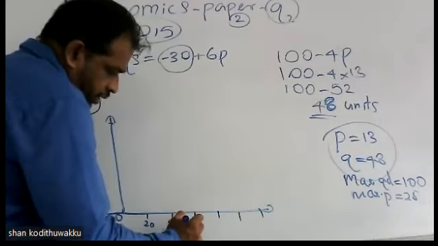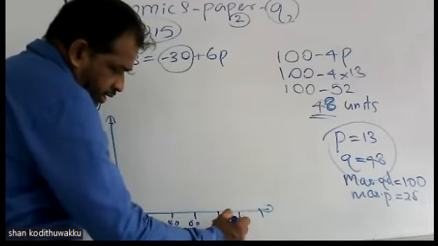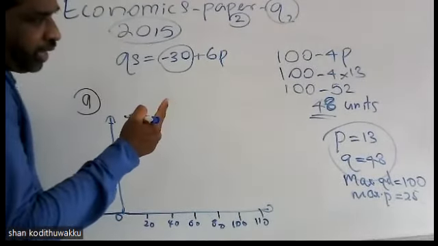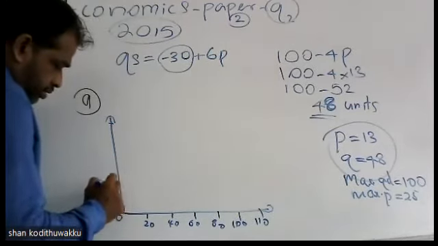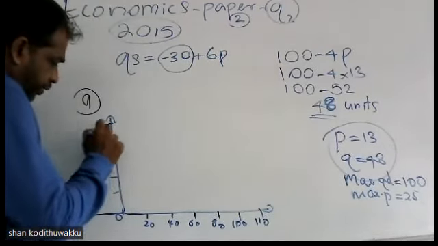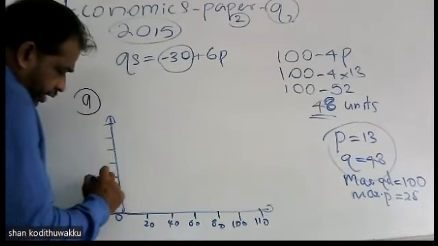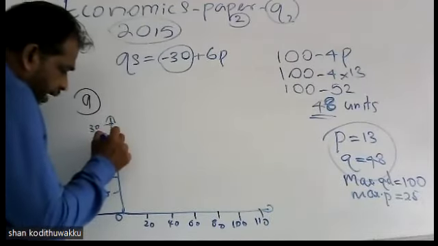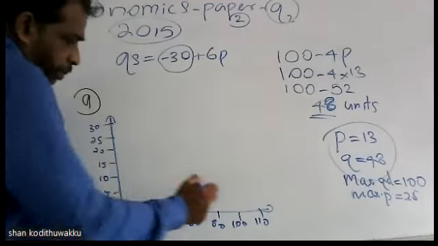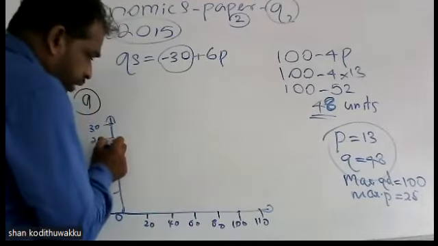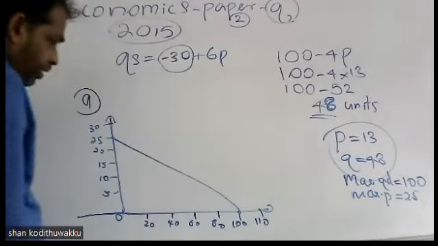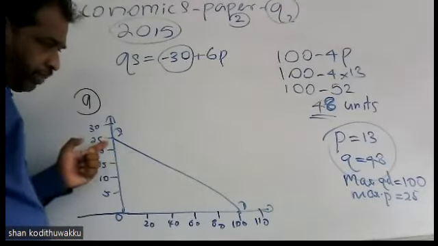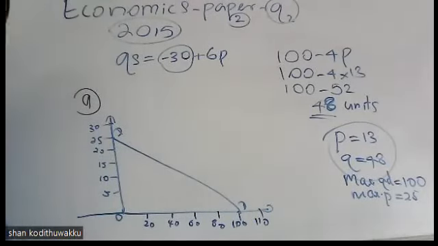20, 40, 60, 80, 100 and 110. For the price, if you take 5 by 5, this is 5, 10, 15, 20, 25, 30. Our maximum price will be 25 rupees. Maximum quantity will be 100. Therefore, you can just mark this one. This is the demand curve. Maximum price 25, quantity 100. We have drawn the demand curve.